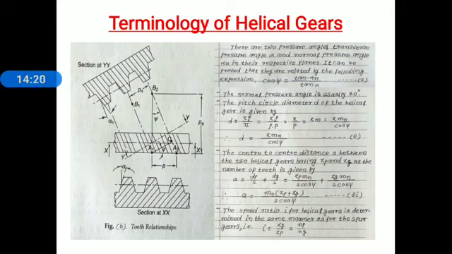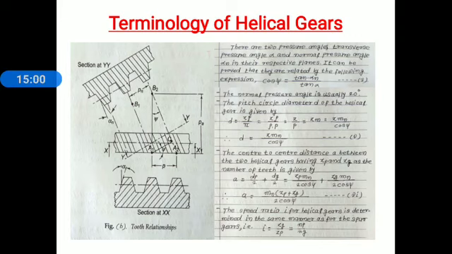And the last parameter in terminology of helical gear is the gear ratio. Gear ratio is denoted by letter I, and it is obtained in a similar manner as for the spur gear: I is equal to the number of teeth on a gear divided by number of teeth on a pinion, or speed of pinion divided by speed of gear, or another expression, pitch circle diameter of gear divided by pitch circle diameter of pinion. This is the terminology of a helical gear.